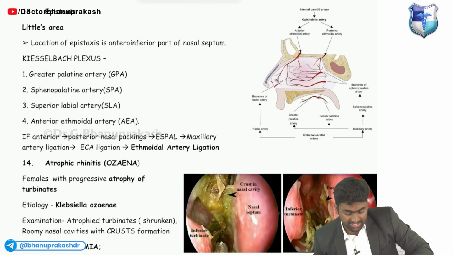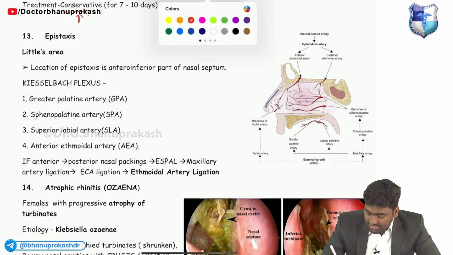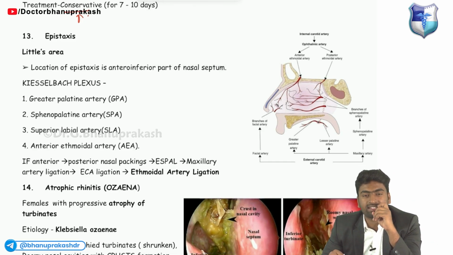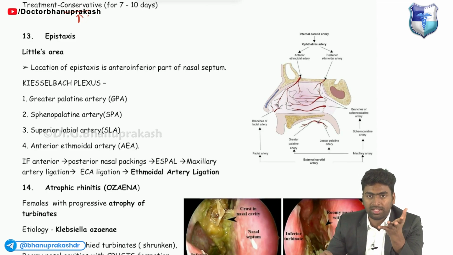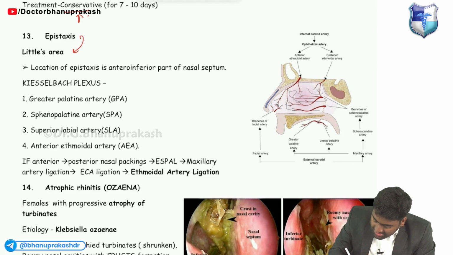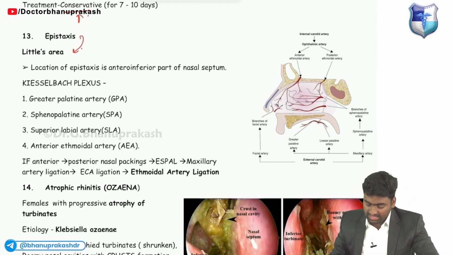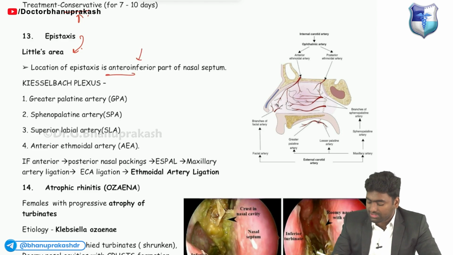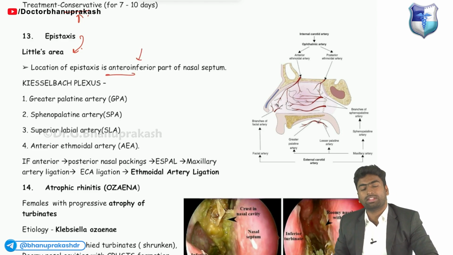Then about epistaxis. Once you see epistaxis, we know that mostly the patients will be having these complaints. They will be scratching their nose, and because of that there will be bleeding. And we know the most common location of epistaxis is Little's area. Little's area is located at the anterior-inferior part of the nasal septum.